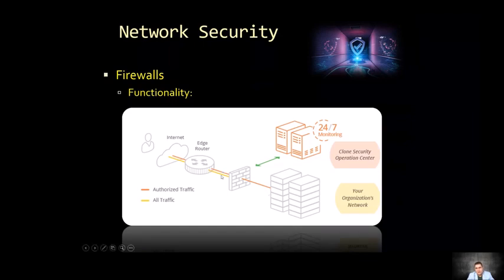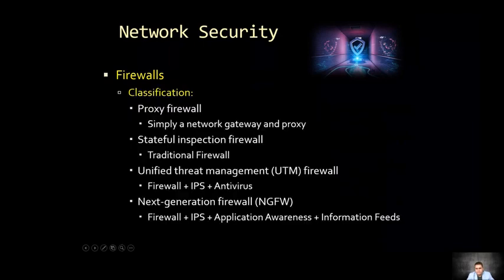You have a router, you have a firewall inside, and for example a DMZ zone or another zone, and you can see authorized traffic and all traffic, how it can go and where the firewall can block. Very simple concepts.